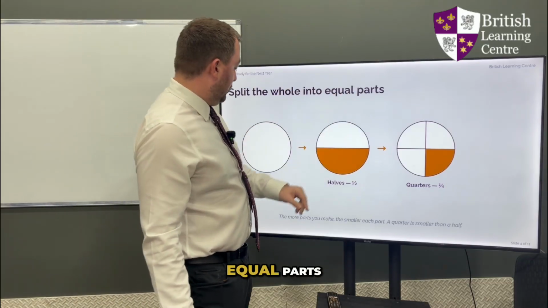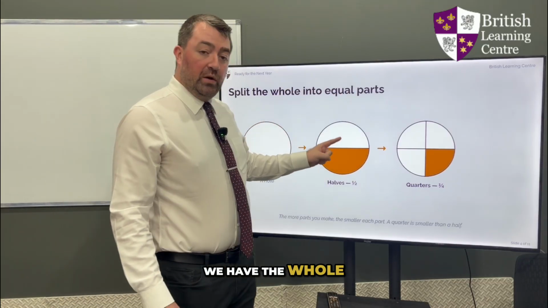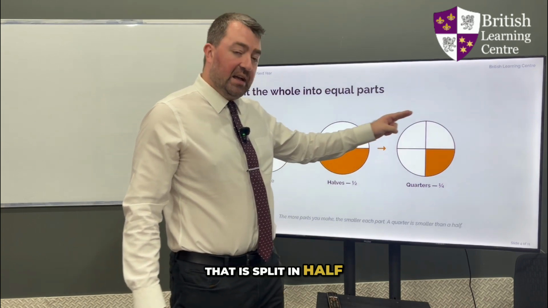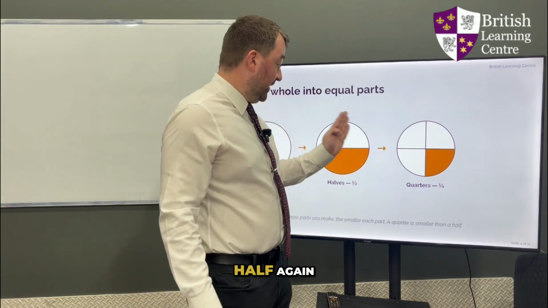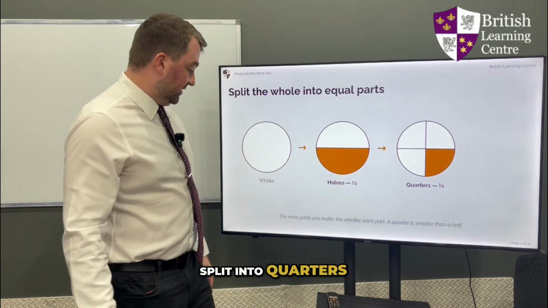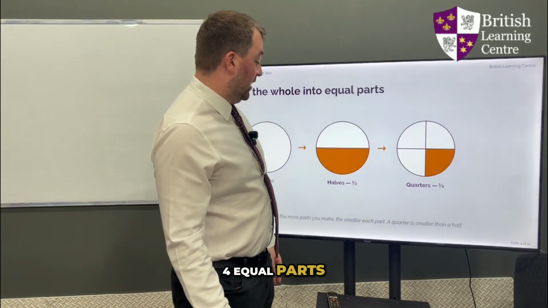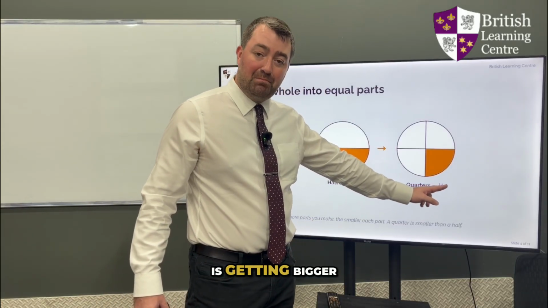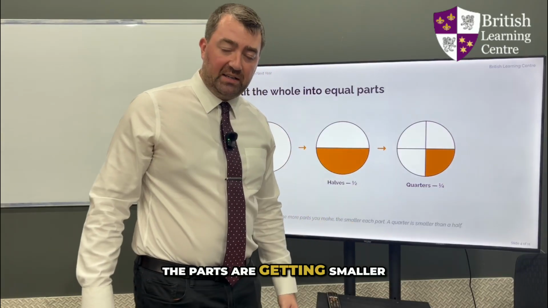Split the whole into equal parts. We have the whole. We have 2 parts straight through the middle. That is split in half. And quarters, half again, split into quarters. Okay, 4 equal parts. Although the number at the bottom is getting bigger, the parts are getting smaller.